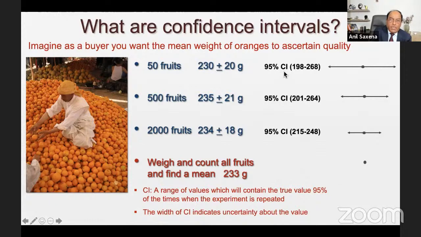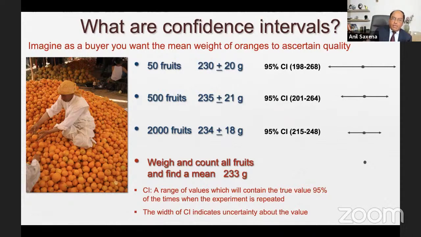And then you calculate the confidence interval. And that gives you a value of, say, 198 grams to 268 grams. So this is how it is represented, by a horizontal line with arrows on either side and a center point. Now the center point is called the point estimate, the left side is called the lower bound, and the right side is the upper bound of the confidence interval. And what that means is that if you repeat this experiment endlessly, 95% of the time, this interval will contain the true value. That is what it means.